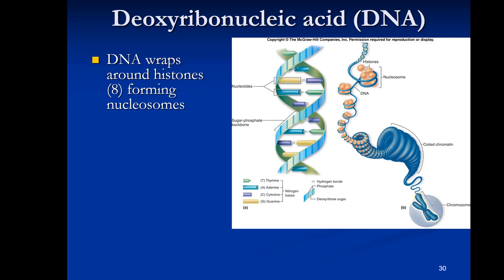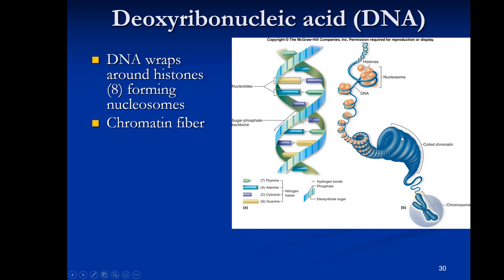All right, and then the packaging of the DNA. DNA in its form wraps around these proteins called histones. It wraps around 8 of those, and you get something called a nucleosome, and then you get a long chain of these nucleosomes, and it turns into what we call a chromatin fiber. And that's how DNA sits most of the time in the cell.